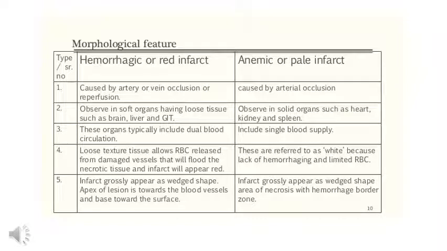So due to high concentration of RBCs, these tissues become red in color, and we can say it's a hemorrhagic condition. So in loose tissues, red infarction mostly occurs. These organs typically include dual blood circulation. So there are two things you have to keep in mind. First of all, most of those organs in which blood supply is dual. Dual means two-sided blood supply present in any tissue.